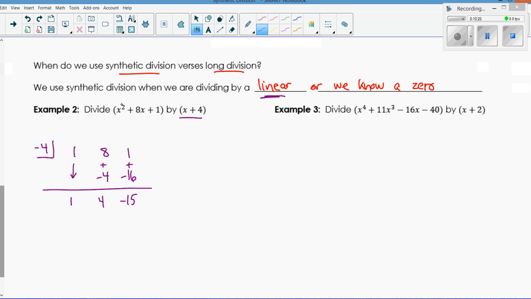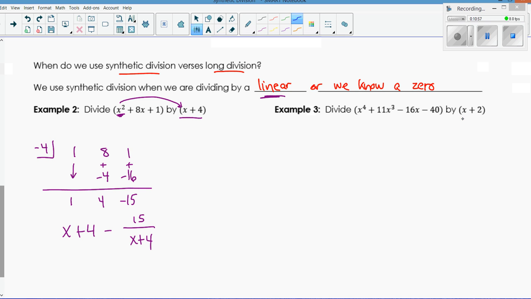Okay, now, again, notice that I divided x squared by x, so that means I lose one of those powers. Whatever your leading term is, when you do synthetic division, you will always have the next power. So since it was x squared, then the next power down would be x. So that means that this is an x, or 1x, plus 4, and then minus 15 over x plus 4. Way quicker. Okay, let's try another one.